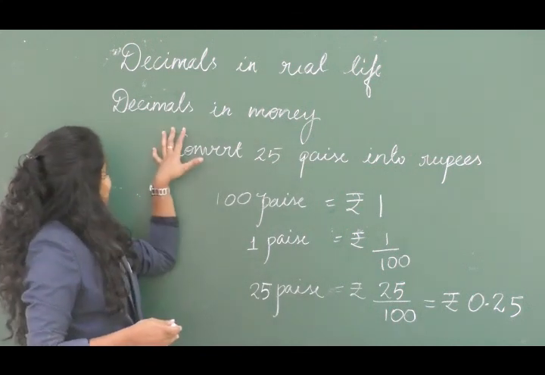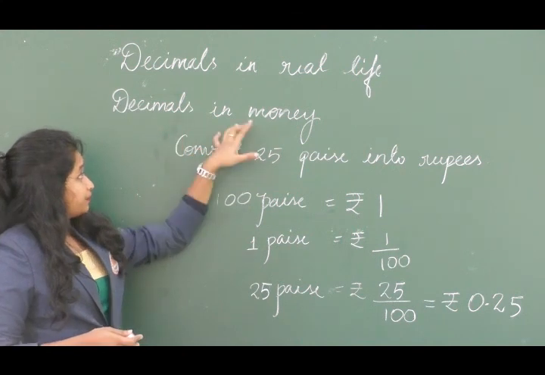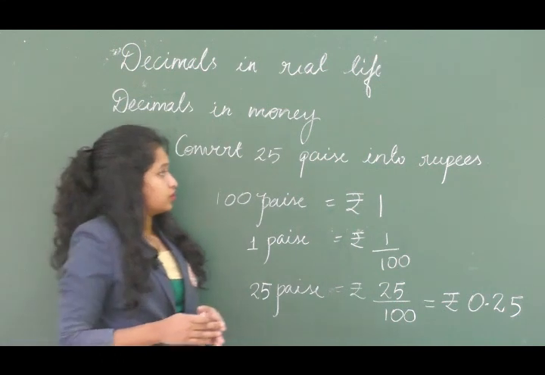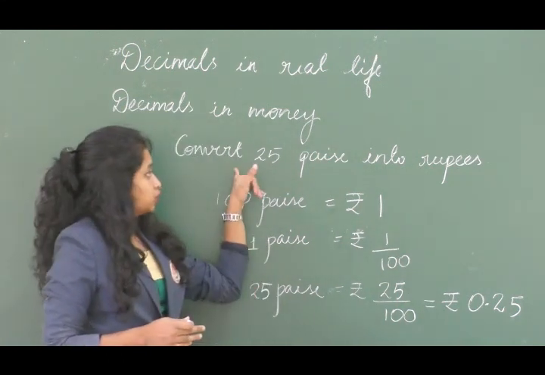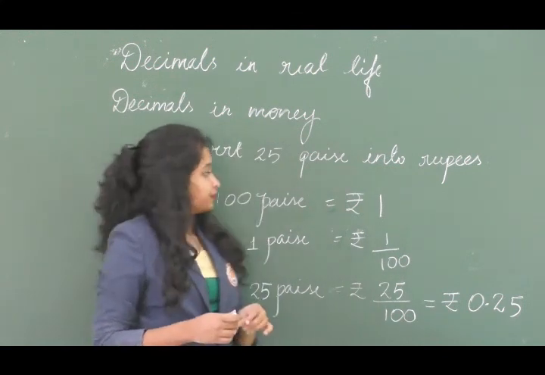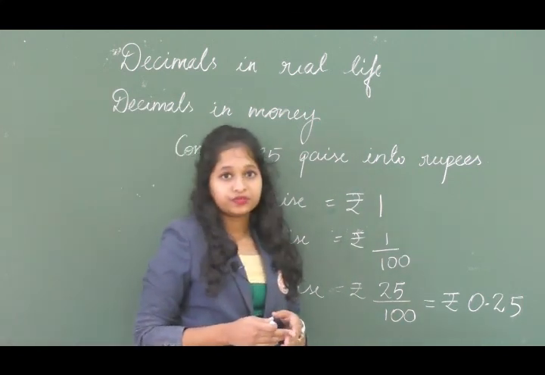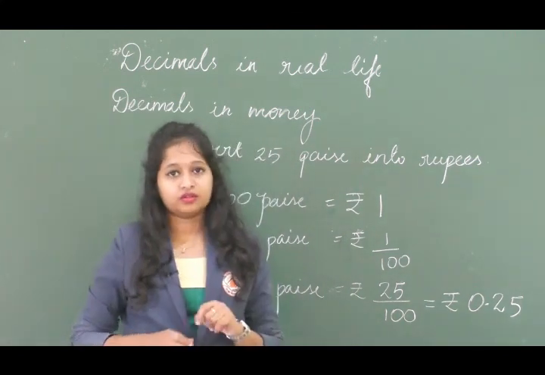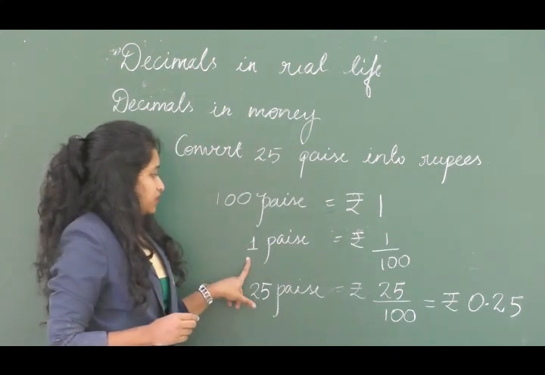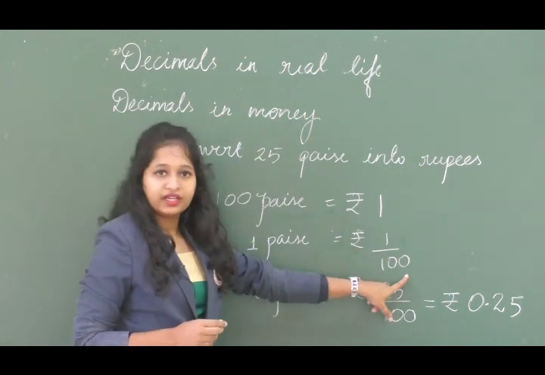So first let's see how to convert decimals in money. So I have a question here. Convert 25 paise into rupees. So we know that 100 paise is equal to rupees 1. So 1 paise will be equal to rupees 1 by 100.